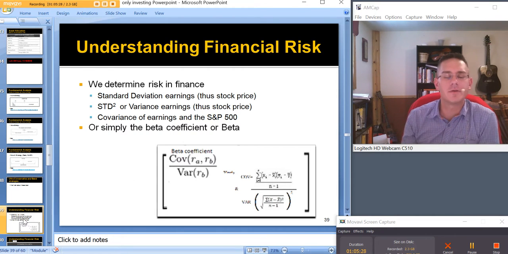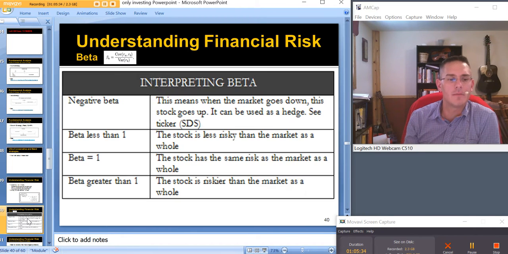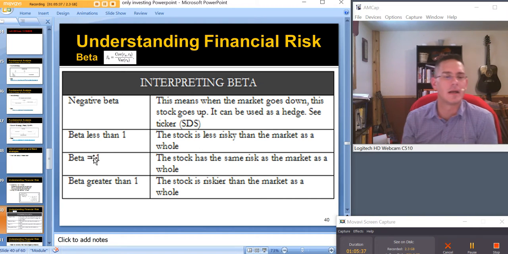And we do that with stocks with something called the beta or beta coefficient. How we measure the beta coefficient is, I'll start with a beta of 1. A beta of 1 suggests the stock has the same risk as the market as a whole. A beta less than 1 would suggest that the stock is less risky than the market as a whole. And a beta greater than 1 suggests the stock is riskier than the market as a whole. So a beta greater than 1 is riskier, a beta of 1 is the same risk, and a beta of less than 1 is less risky than the market overall.